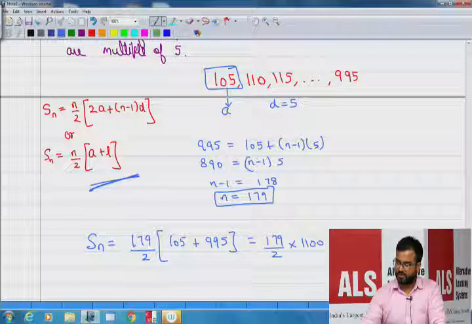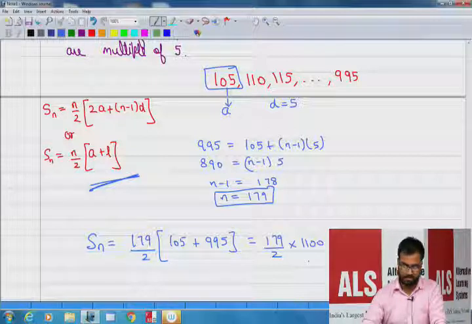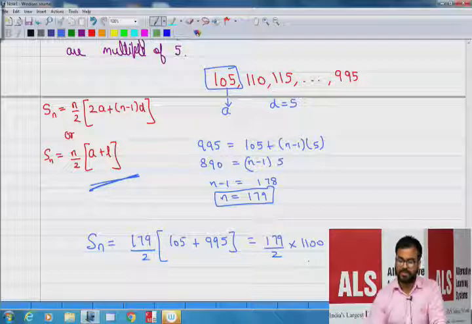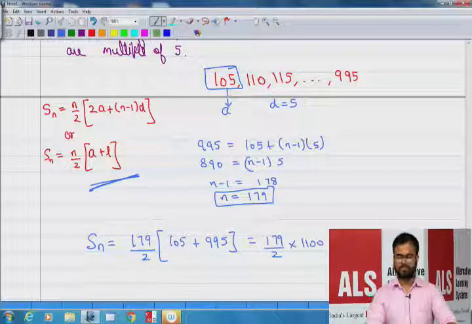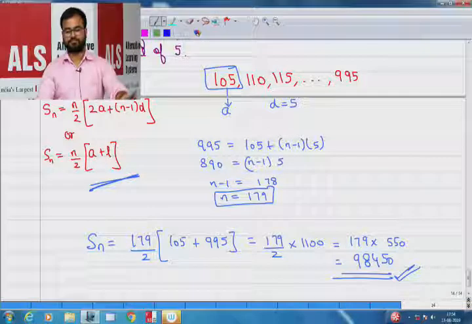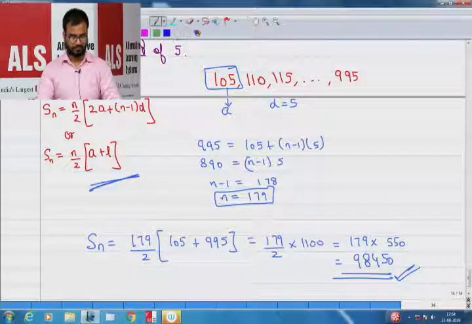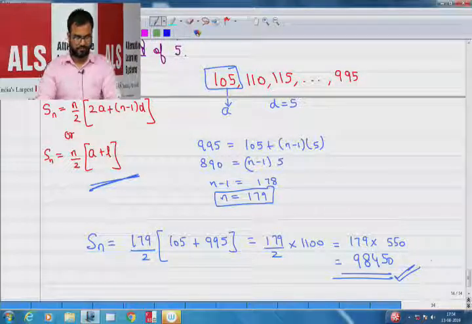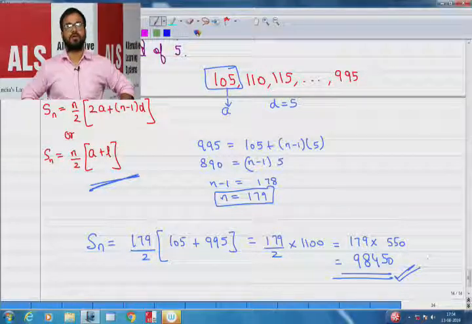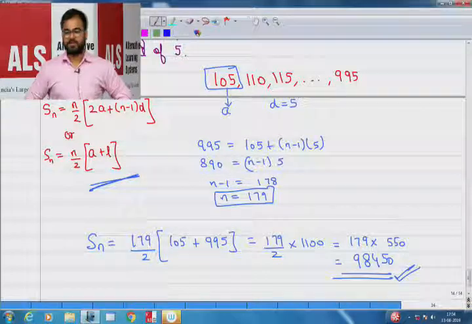If we solve 179 into 550, that will be 98450. This is the sum of the terms. This is the correct answer. Are you getting it, Kohima?